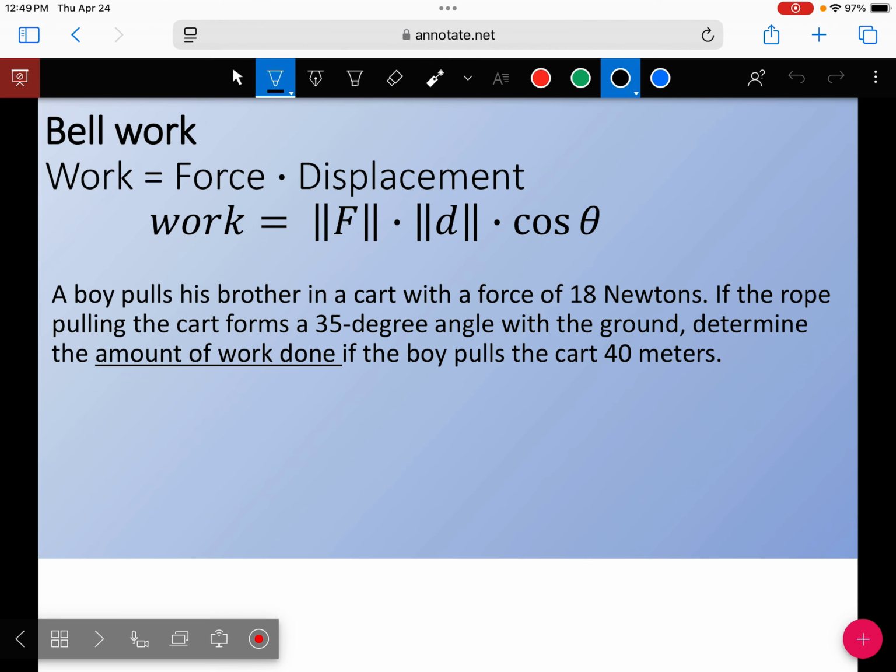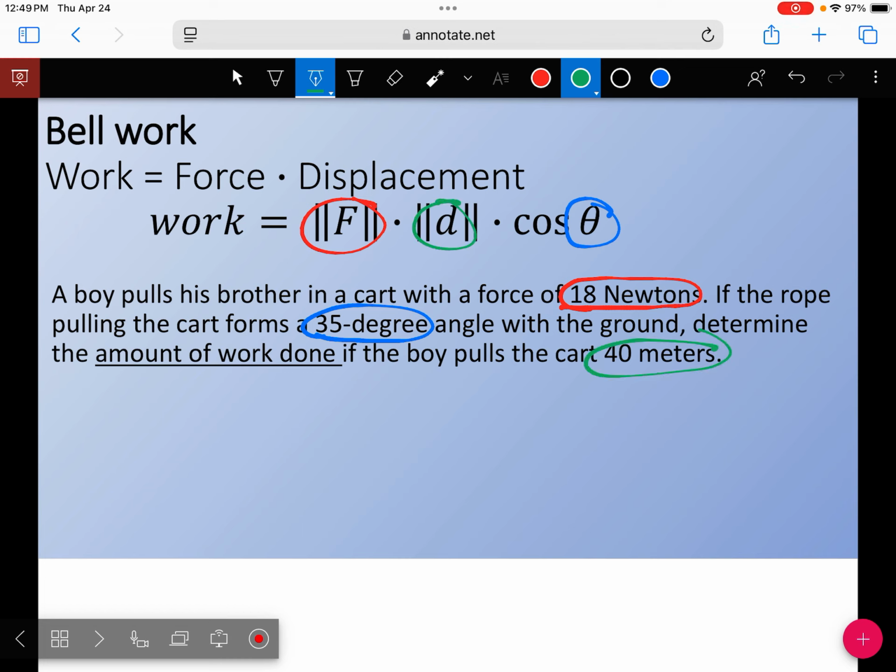So when I read this question, it tells us that a boy pulls his brother in a cart with a force of 18 newtons. So that would go here. If the rope pulling the cart forms a 35-degree angle, so that's my angle, that's going to go here. With the ground, determine the amount of work done if the boy pulls the cart 40 meters. And that would go here.